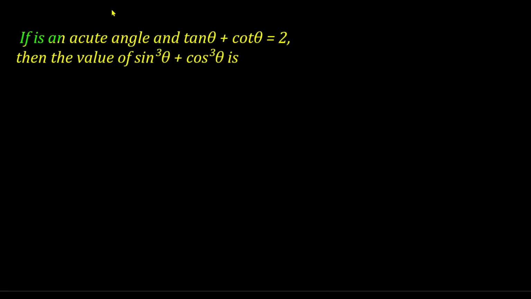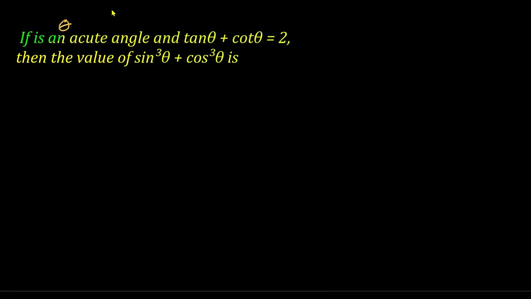In the question from trigonometric identities, it says if an acute angle, well, it's not A, it has to be theta. It's an acute angle and tan theta plus cot theta is equal to 2. Then we have to find the value of sin cube theta plus cos cube theta. This is what we have to get.